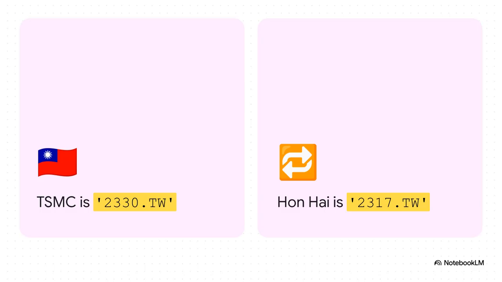And this is where it gets really powerful. Once you have this script, you can analyze any stock just by swapping out the ticker. Want to look at Hon Hai, also known as Foxconn, instead of TSMC? No problem. You just change 2330.TW to 2317.TW. It's that easy. Your one script can now pull data for thousands of companies around the world.